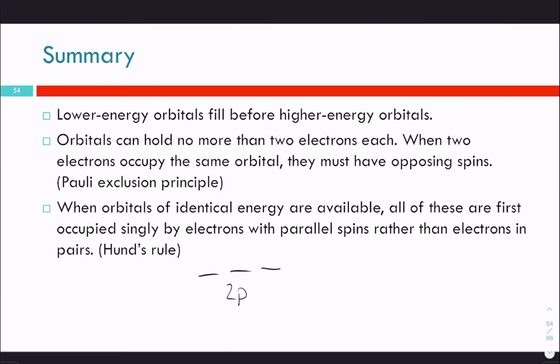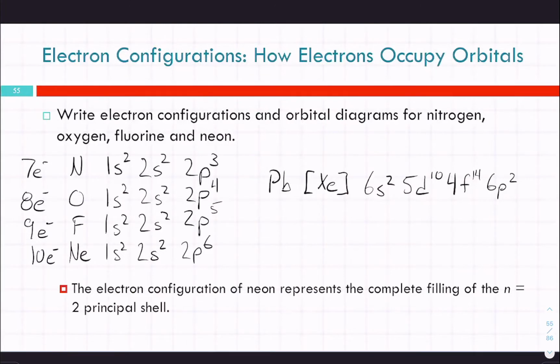So to double summarize our summary, the lower energy orbitals fill before higher energy orbitals. Orbitals can hold no more than 2 electrons each, and they have to have opposite spins. When orbitals of identical energy are available, so something like 2p, we would fill those in singly first, so 1 in each orbital, and with the same spin, rather than pairing anything up.